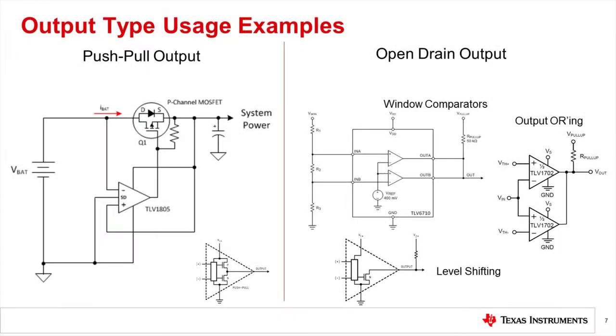Okay, now I want to go over some use cases of when you might want to use a push-pull or an open drain. On the left, here is an example of where a push-pull might be useful. Because the push-pull can actively both sink and source current, it can quickly drive the MOSFET on and off to charge and discharge that high gate capacitance. And on the right, you have some examples why you might want to use open drain comparators.